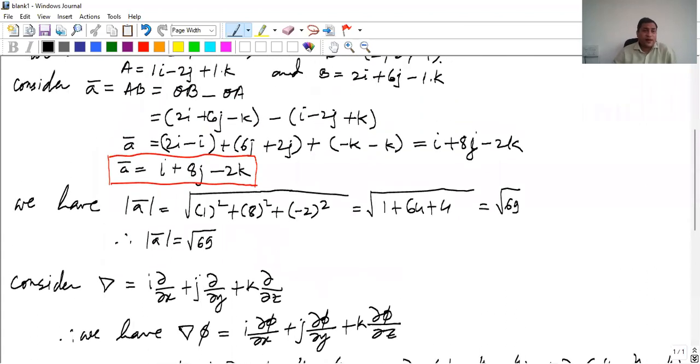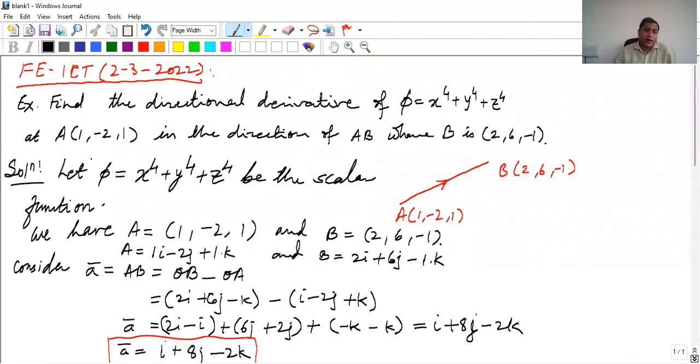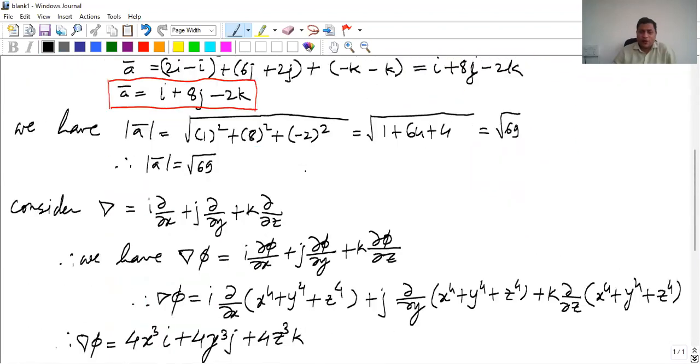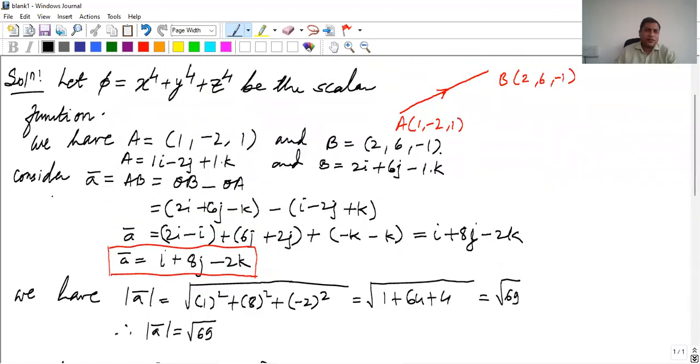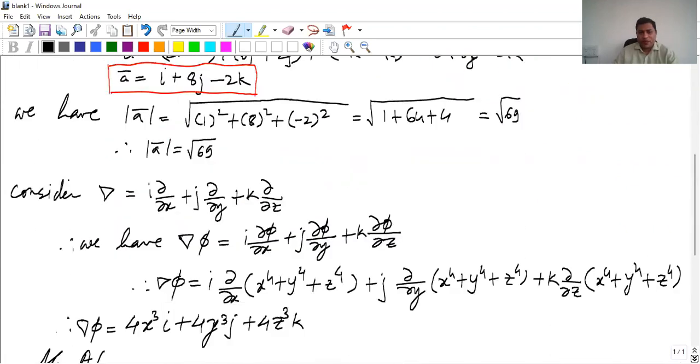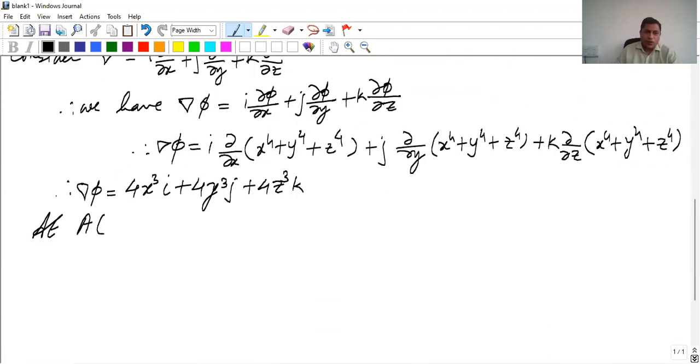And now we have to calculate this directional derivative at A. So we have to calculate the value of this function, the vector del phi, at A. Hence at A, what is the point? A is (1, -2, 1). So that means x is going to be 1, y is going to be -2, and z is going to be 1.